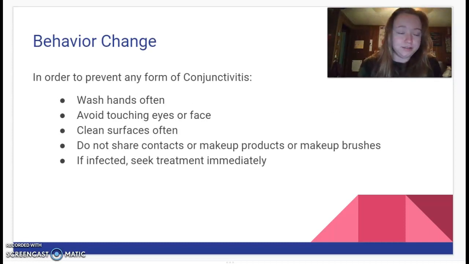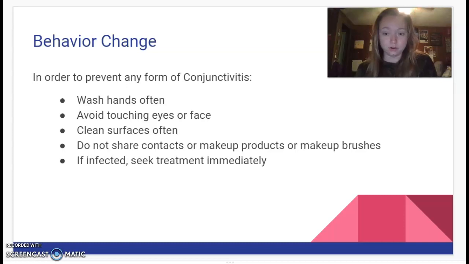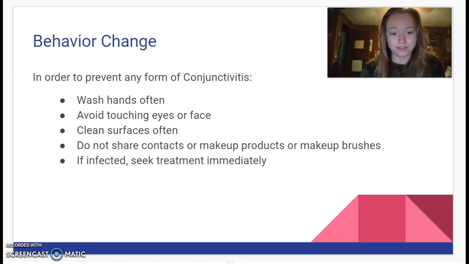The behavior change is similar to the prevention. In order to prevent any of the 4 forms of conjunctivitis, it's important to wash your hands often, avoid touching your eyes or your face, clean surfaces that are around your house very often. Do not share contacts or makeup products or makeup brushes with anyone who has pink eye or conjunctivitis. And if you are infected, it is important to seek treatment immediately. You can go to your doctor or even a local urgent care, and they would be happy to help you.